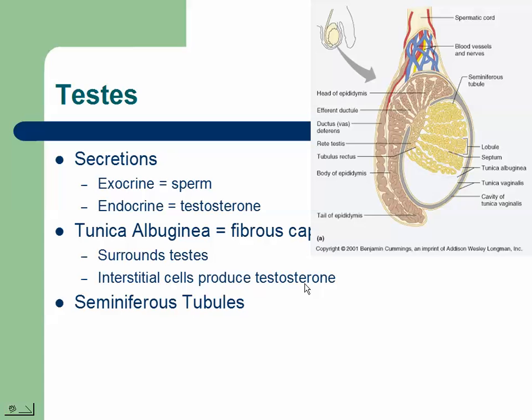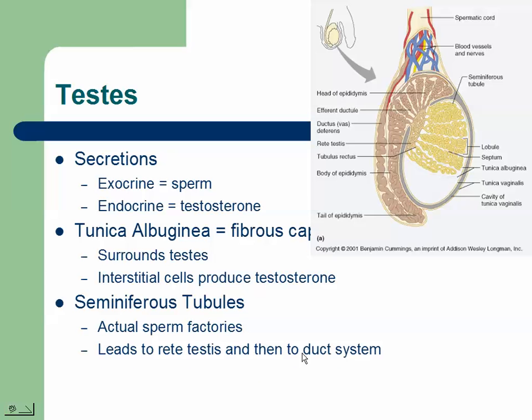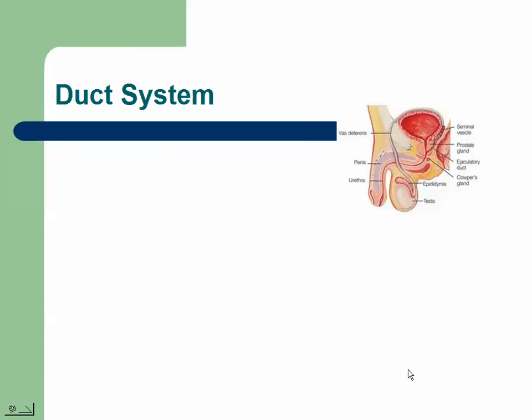Then we have the seminiferous tubules. That's in yellow here, and you can see there's quite a bit of them. They're coiled up, and then they dip back, and they're sort of divided into these lobules, and this is what's going to actually make the sperm. And once the sperm is made, it's going to lead through this part, the rete testes, and that's going to lead to the beginning of the duct system. We'll talk about that in a few minutes.